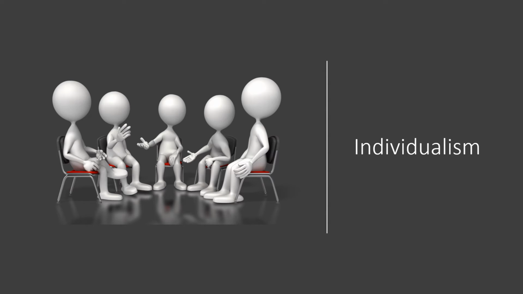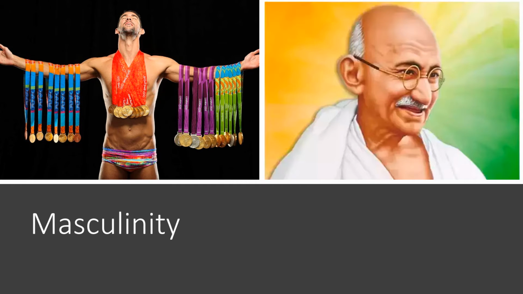Up next is masculinity, and here we have Michael Phelps basking in the glory with all of his medals and his success, and on the right we have Gandhi. A high score on masculine is really a society driven by competition, achievement, and success, as seen on the picture on the left here. And the lower score, which would be more on the feminine side instead of masculine, really shows the dominant values in society are caring for others and having a high quality of life.